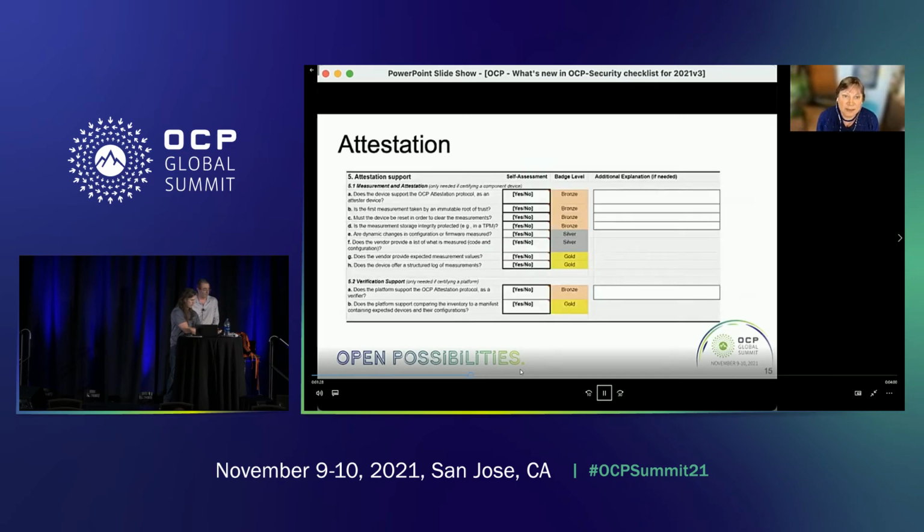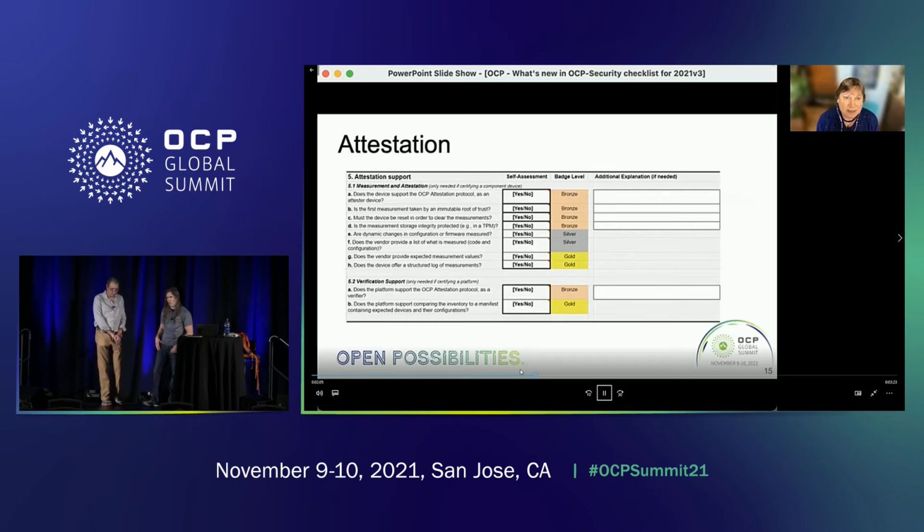Now, in the checklist, we have the two sides here as well. Section 5.1 talks about the device, and 5.2 talks about the platform, or the server side. 5.1a and 5.2a are both the same side, or different sides of the same coin, meaning they both have to support the protocol. The device has to support it, the platform has to understand it. Okay.